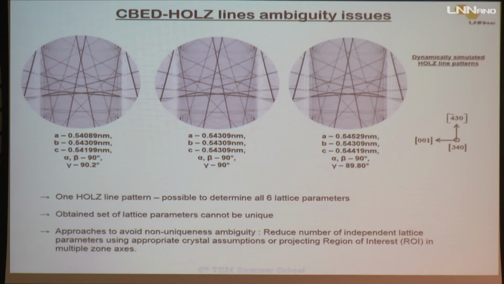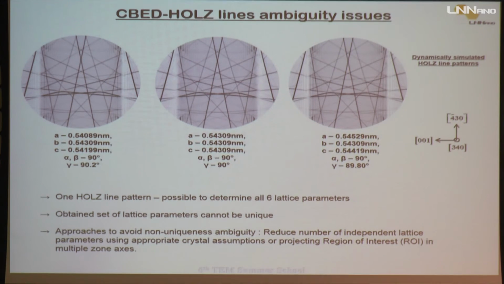Using one CBD whole sign pattern, it is possible to extract all the 6 lattice parameters, but the obtained lattice parameters may not be unique. To support that, I tried to simulate the same whole sign patterns using different lattice parameters. And you can see the appearance of these whole signs is exactly the same for all these 3 patterns, even though there is a change in the lattice parameters used for simulating them.